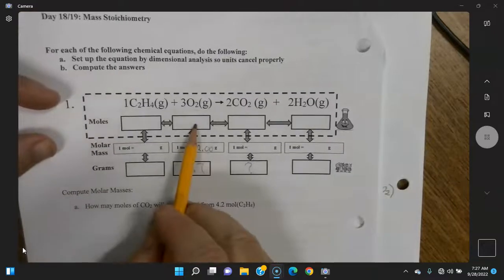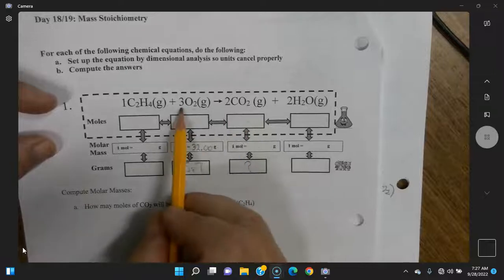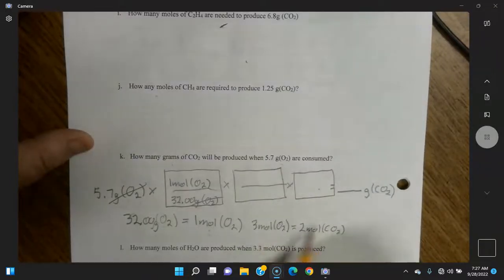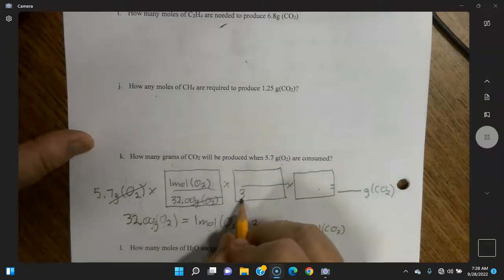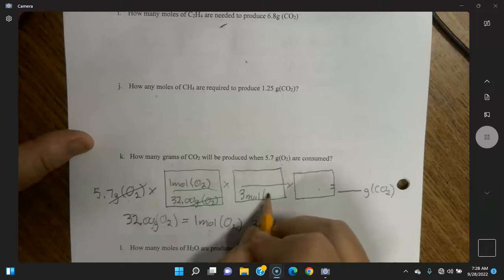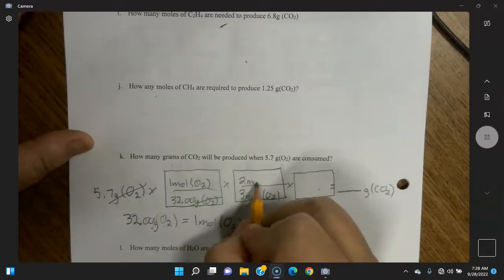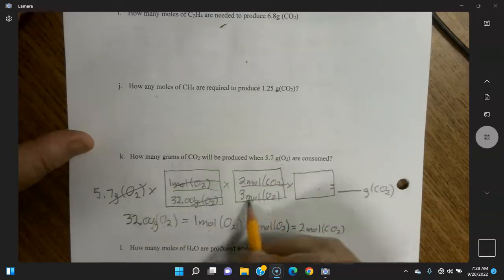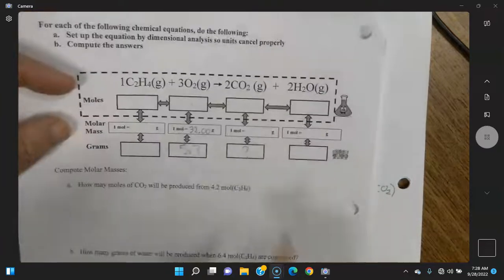Okay, now I'm sitting in this box right here. I need to go from here to here. That's these two. 3 moles of O2 equals 2 moles of CO2. Okay, which one on top? You need moles of O2 up here to cancel out down there. And the other one goes on top. Moles of O2 cancels.